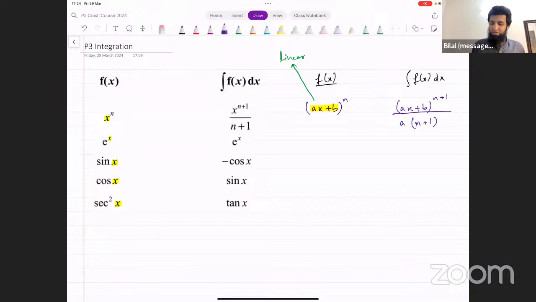Now, the next function is e raised to power x. How do you integrate e raised to power x? In place of x, you could have something linear. So you could have e raised to power ax plus b, for instance. How would you integrate that?